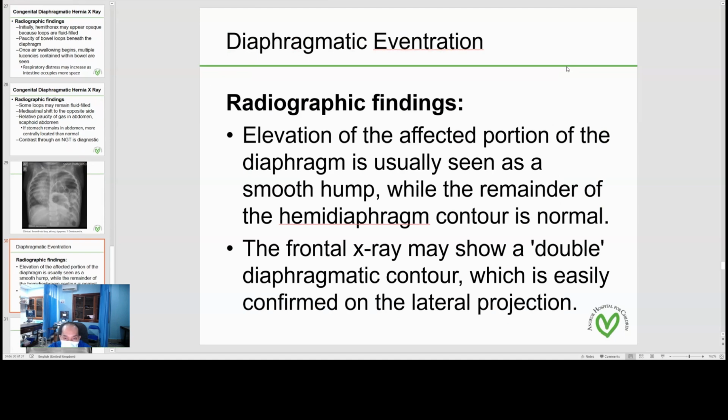So what can we find in eventration on the chest X-ray? Elevation of the affected portion of the diaphragm is usually seen as a smooth arc, while the remainder of the hemithorax contour is normal. The frontal X-ray may show a double diaphragmatic contour, which is easily confirmed on the lateral projection.